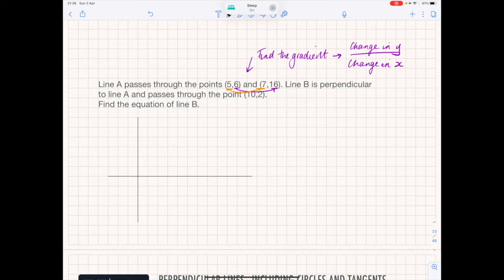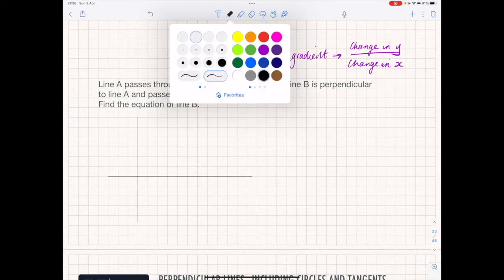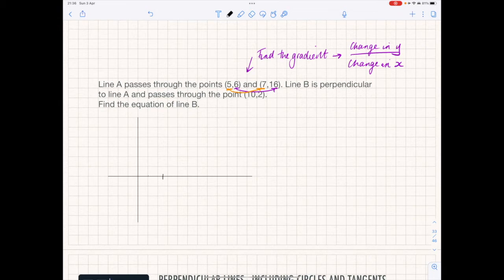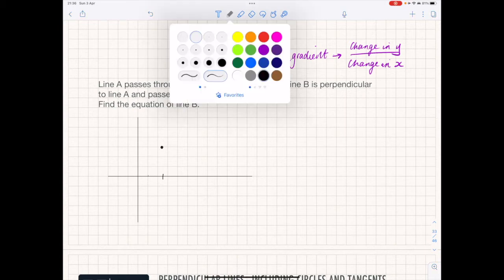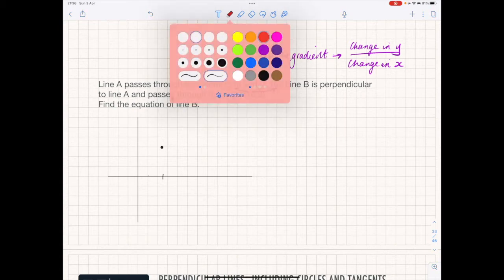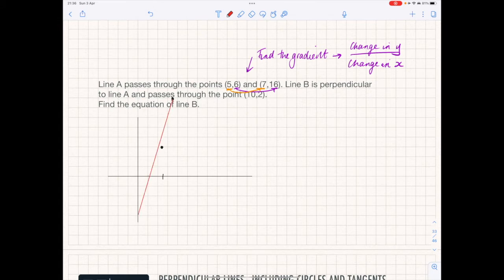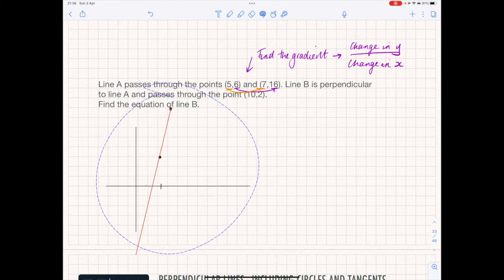Okay, let's visualize it again. So 5, 6 would be roughly there, and then 7, 16 would be a lot higher. It'd probably be somewhere up here. 2, 4, 6, 8, 10, 12. Sorry, it'd be there. Ignore the fact that it goes through the writing. So this initial line would look probably something like this. Okay, let's move that down so it doesn't cross through the writing for you guys. So that's my initial line.